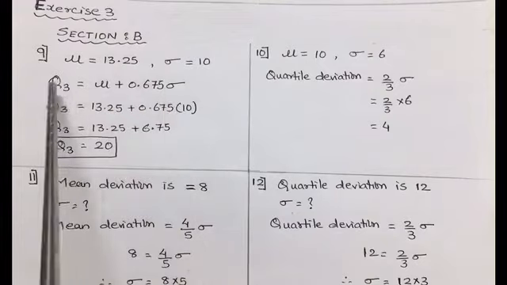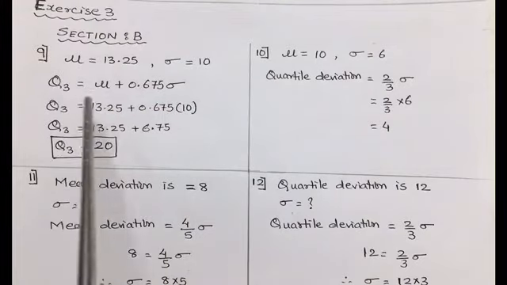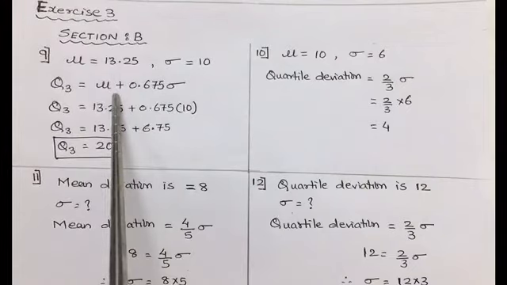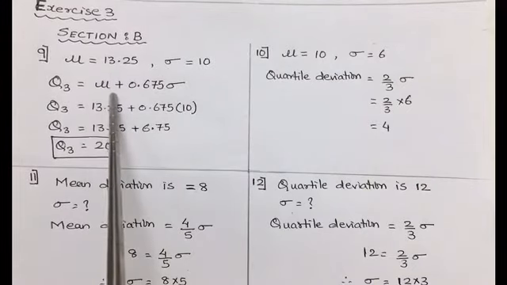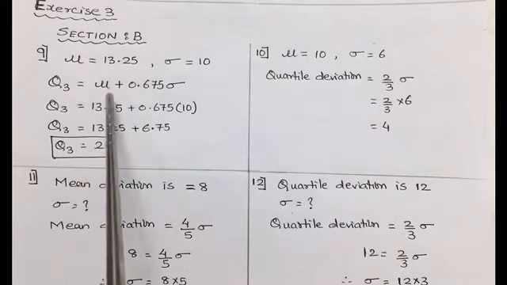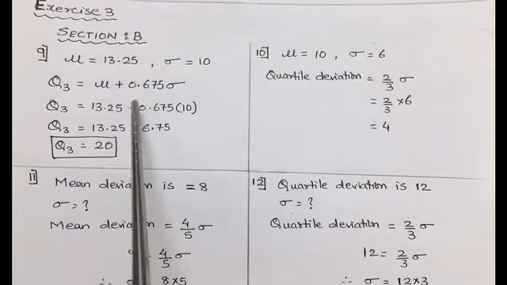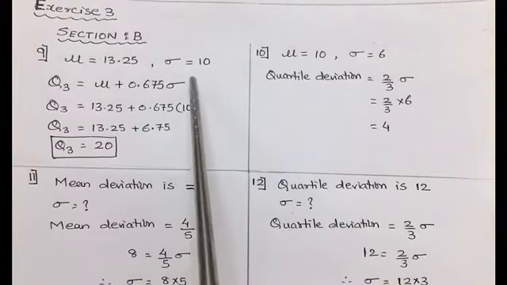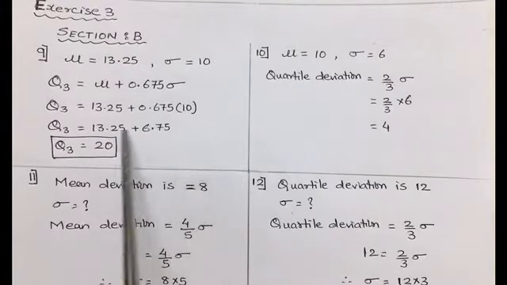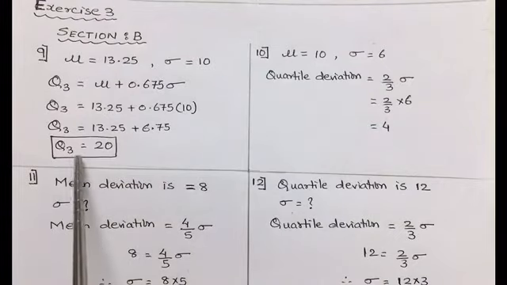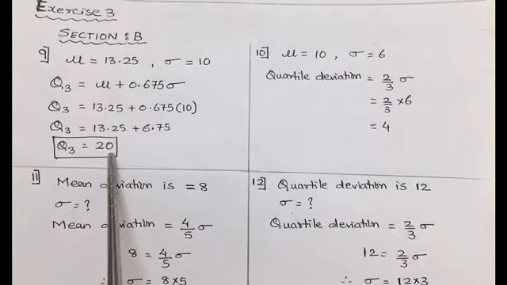Keeping the values in the formula of Q3, that is the third quartile, this formula is already given in the properties of normal distribution. Q3 is equal to mu plus 0.675 sigma. Keeping the value of 10 in the place of sigma and calculating it, the value of Q3 will be equal to 20.